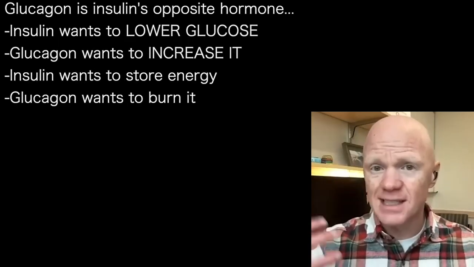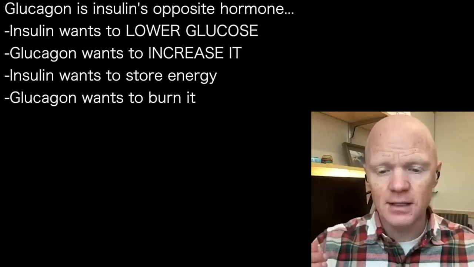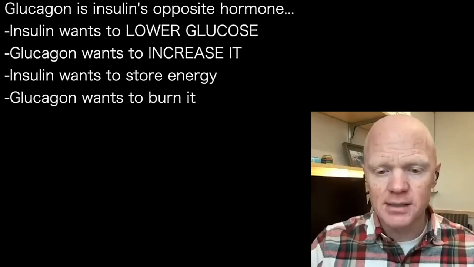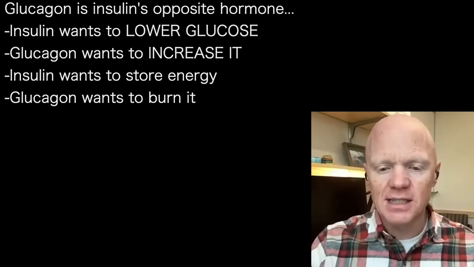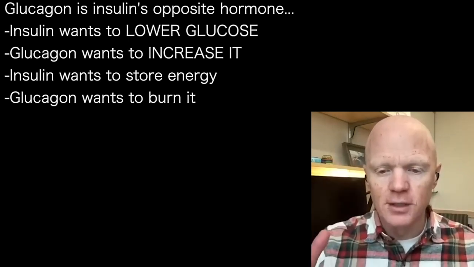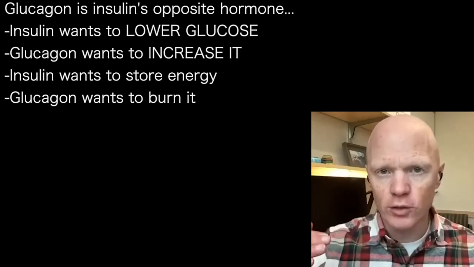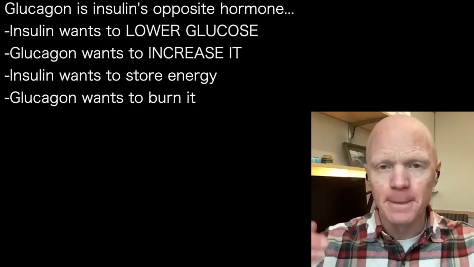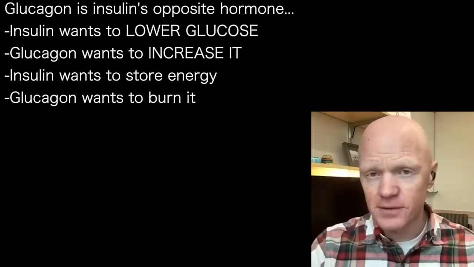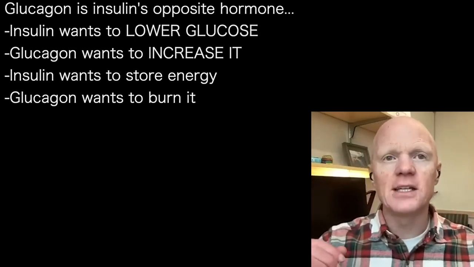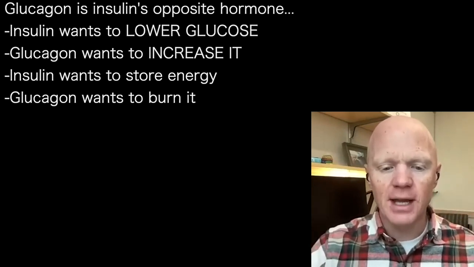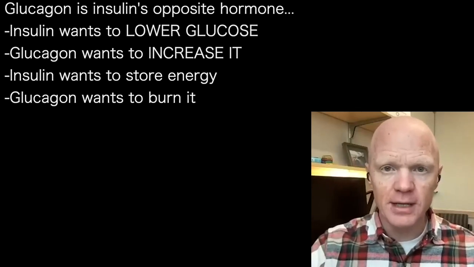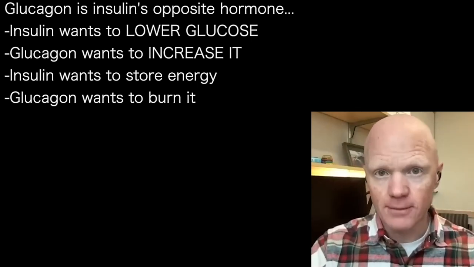Glucagon is insulin's opposite, the yang to the yin, and that is reflected in multiple cellular processes. The most obvious is their battling effect with glucose. Whereas insulin wants to lower glucose at any moment of time, glucagon wants to increase it. But the differences continue. And it's in a way thematically represented by the fact that insulin wants to store energy in the body, glucagon wants to burn it.